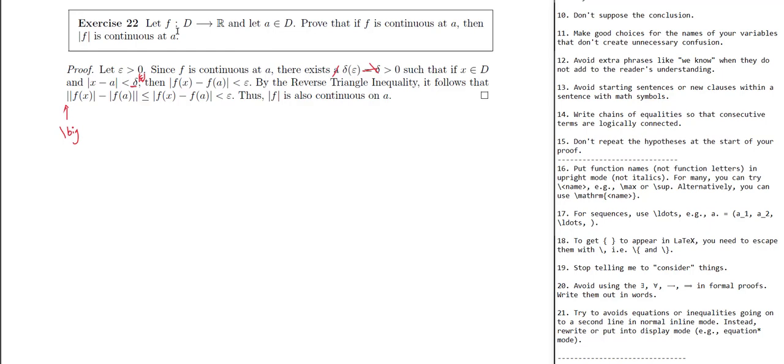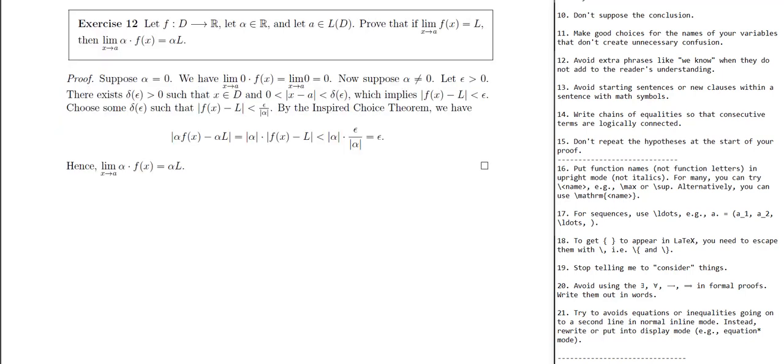Yep, okay, there's not much to say. I think this is a pretty clean proof here. Yeah, there's not too much more that you need to do. All right, let's look at number 5.